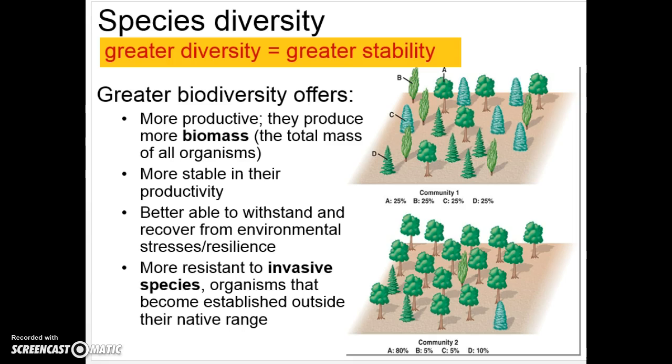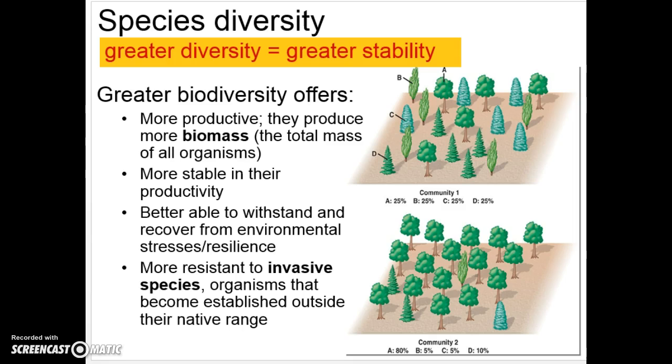So focusing again on why species diversity is important, it basically comes down to greater diversity makes that community more stable. It offers a number of things that are listed here on this slide. Greater biodiversity is going to offer more production because there's more biomass being produced, which is the total mass of all the organisms added up together. The productivity will be more stable if there's more diversity.